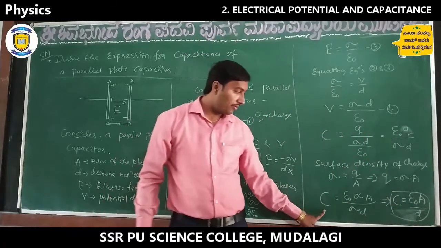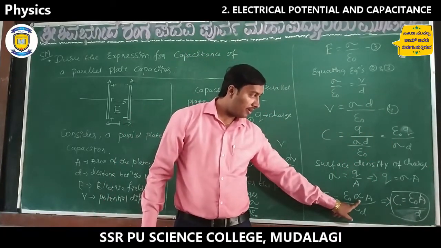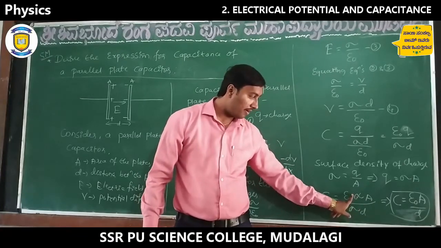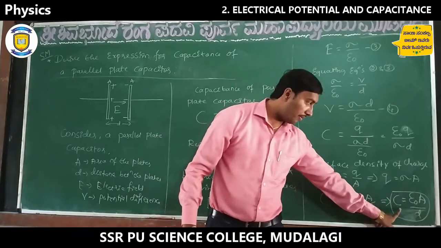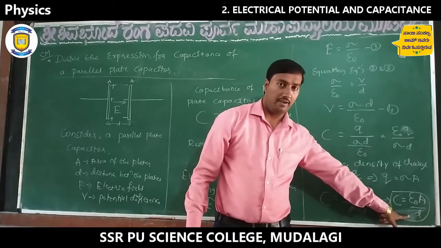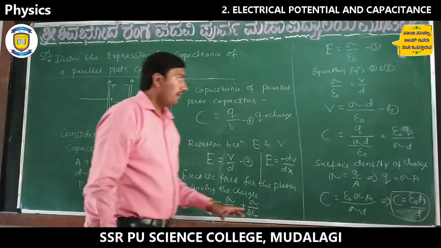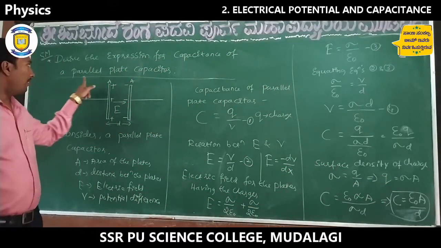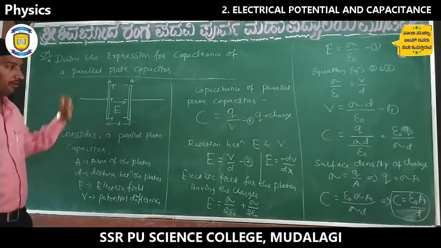C equals epsilon naught sigma q, meaning sigma a, divided by sigma d. This sigma cancels. The capacitance of a parallel plate capacitor is epsilon naught a by d. So this is the equation for the capacitance of a parallel plate capacitor.